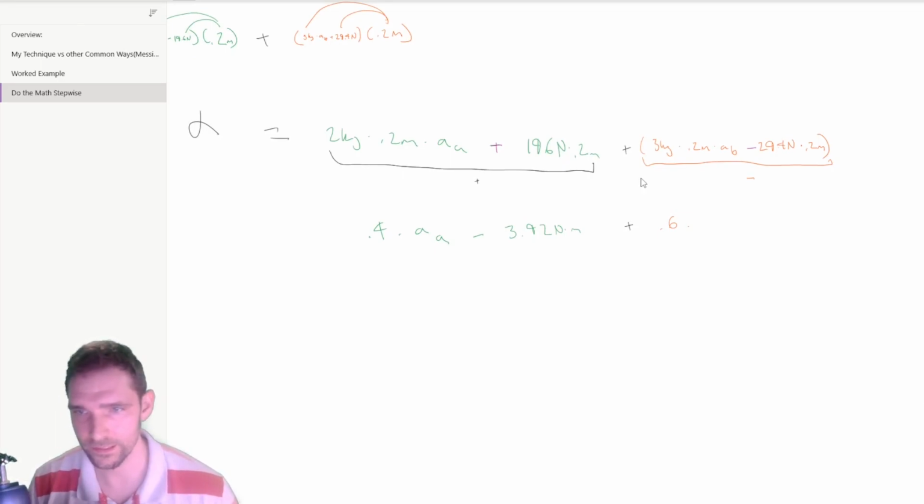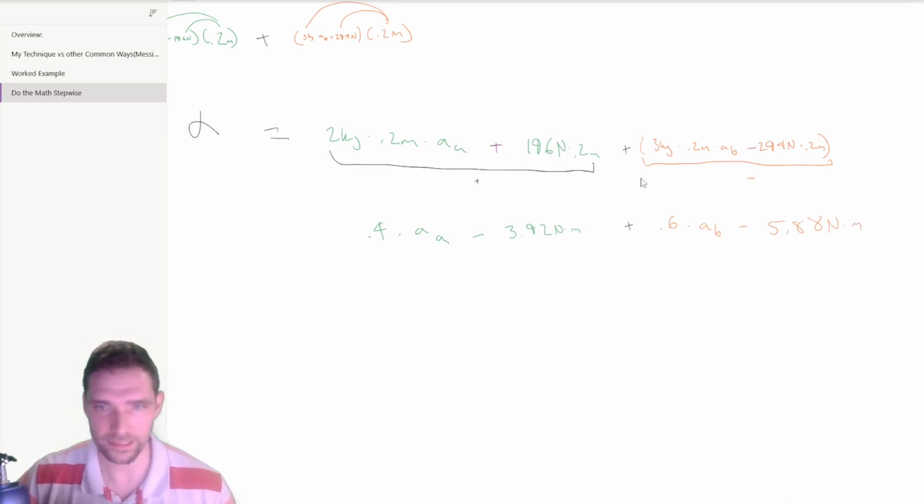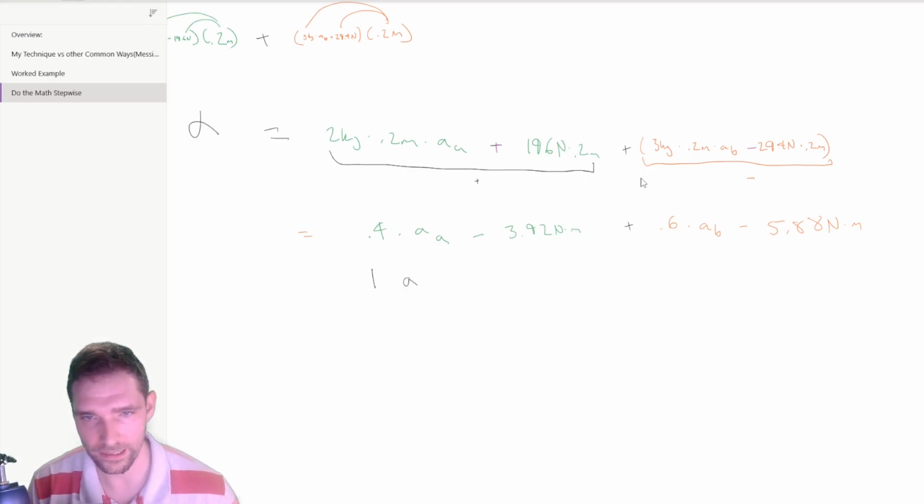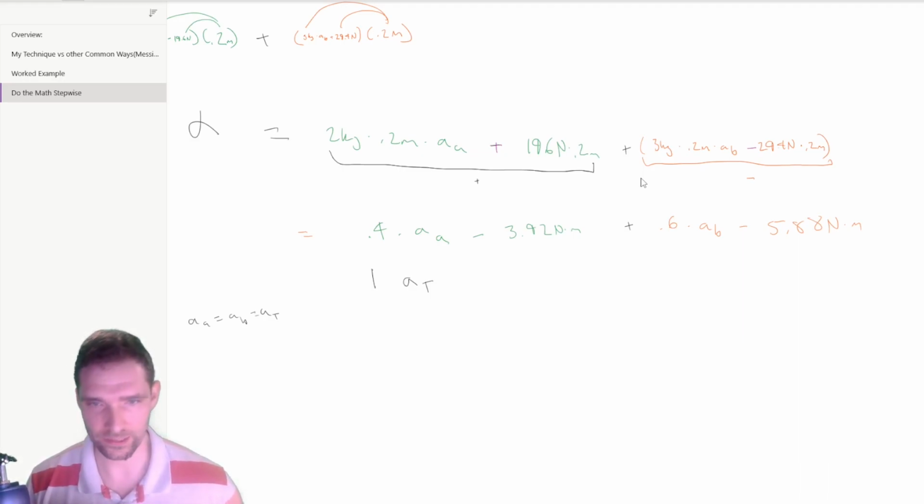0.6 times AB minus the, what is it, 5.88 Newton meters. And then you just combine like terms. So we've got the 0.6 and the 0.4. So you got like 1 AT, because what we can say is AA is equal to AB, which is that tangential acceleration. So we've got that tangential acceleration, AT, and it's one of those times AT.